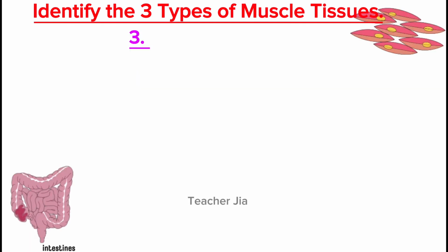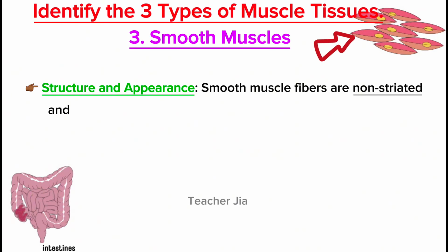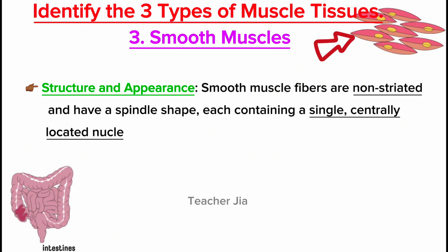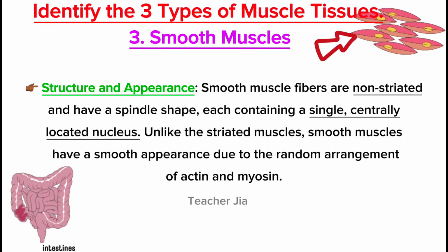We move to smooth muscles. We're going to talk about its structure and appearance. Smooth muscle fibers are non-striated and have a spindle shape, each containing a single centrally located nucleus. Unlike the striated muscles, smooth muscles have a smooth appearance due to the random arrangement of actin and myosin.